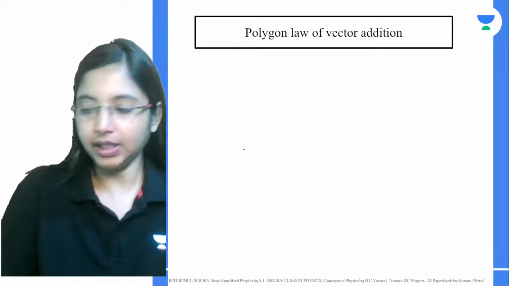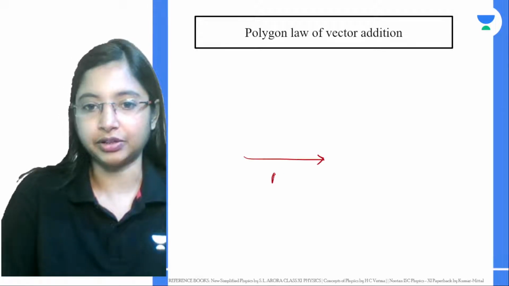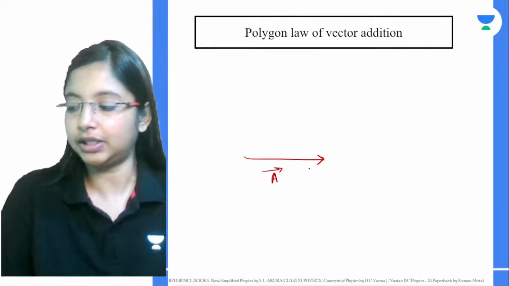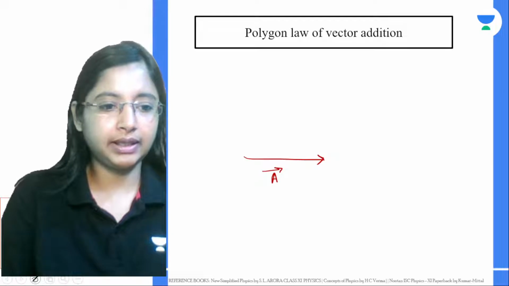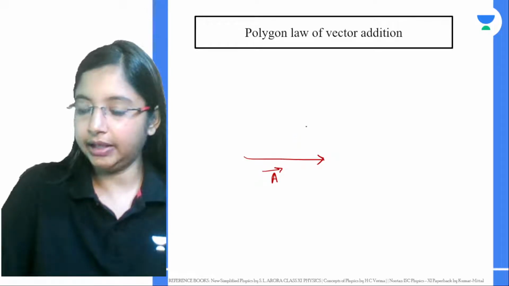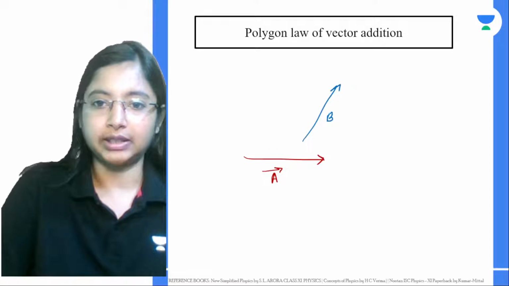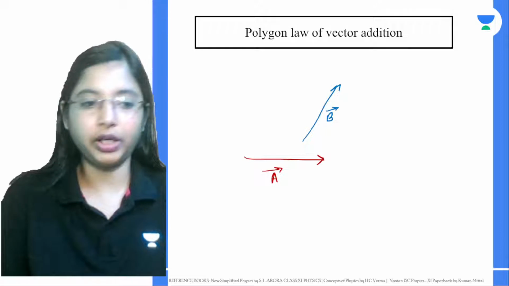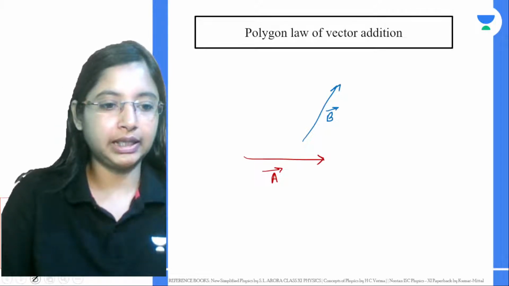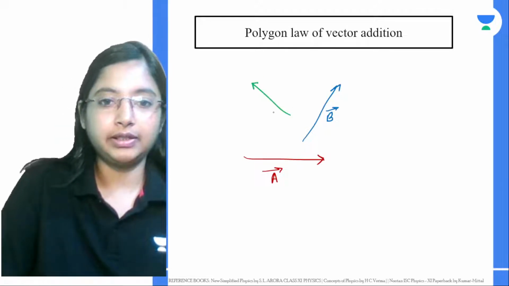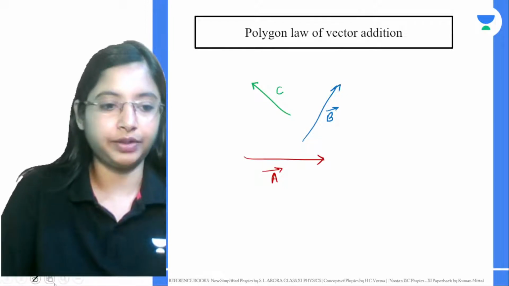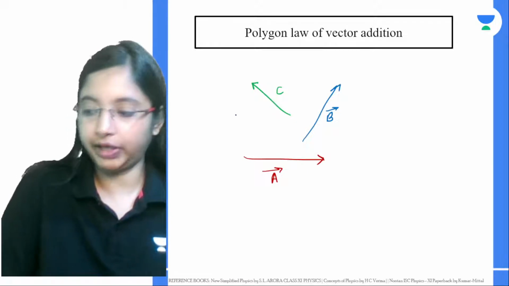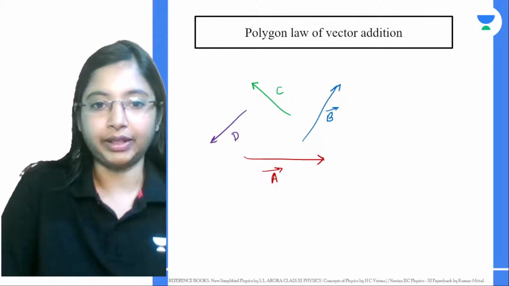Let's say one vector is going in this direction. This is the A vector. This has a particular magnitude and the direction is over here. Let's say there is another vector going in this direction. It has a different magnitude and it's going in a different direction. Let's say there is one more vector going in a different direction altogether and it has a different magnitude as well. Other than this, let's say there is one more vector again, that is the D vector.